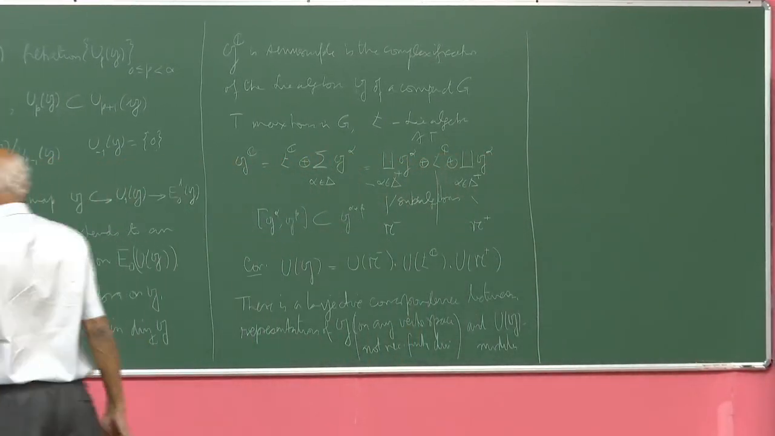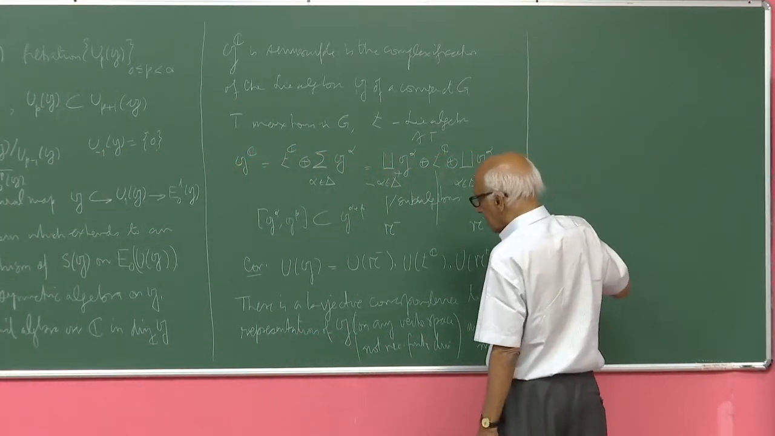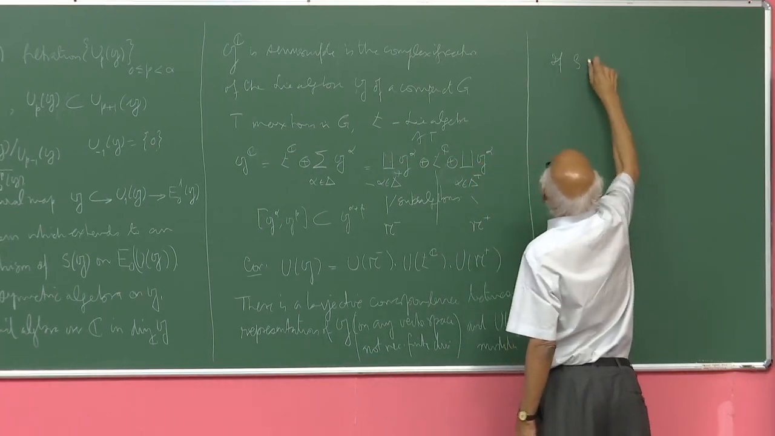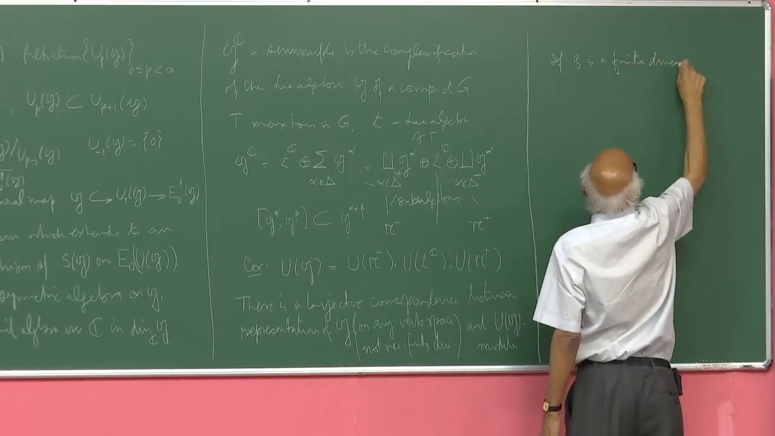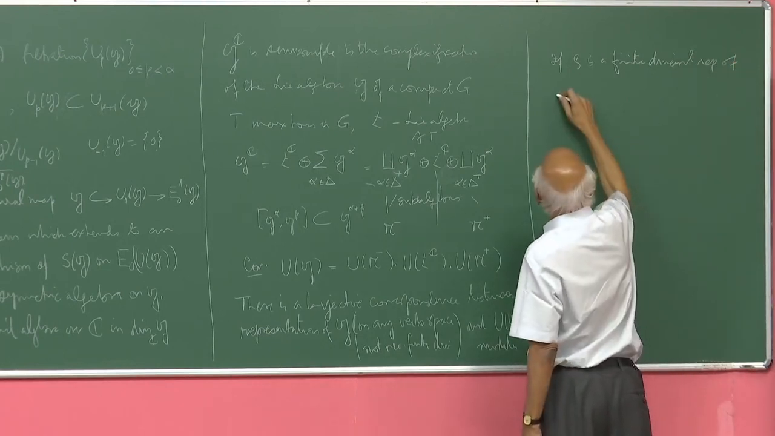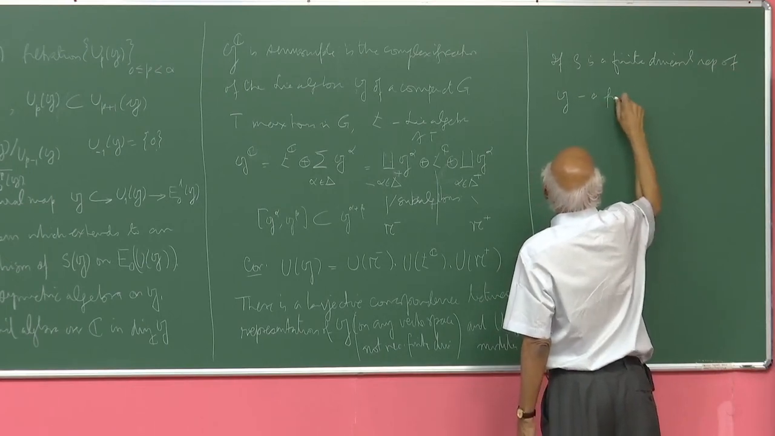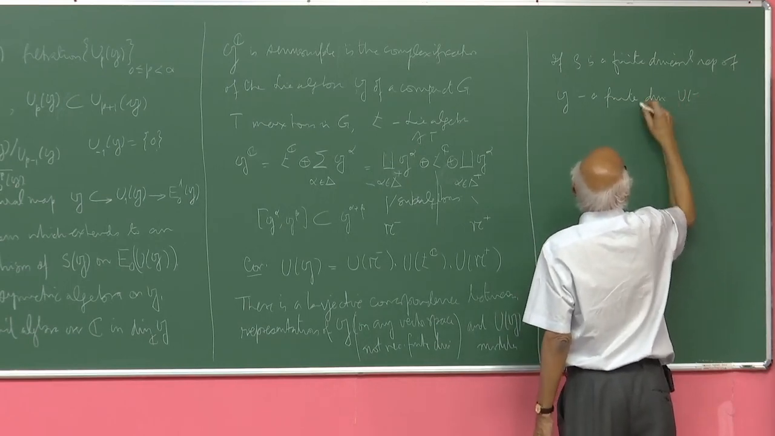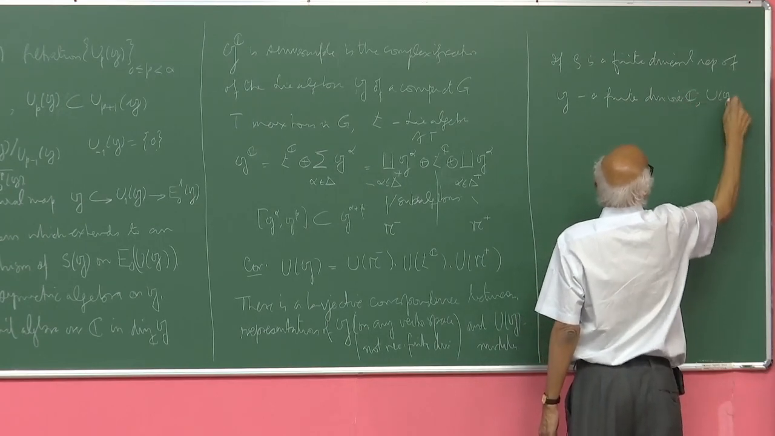Now, suppose rho is a finite dimensional representation of G, that is, a finite dimensional UG module over C.